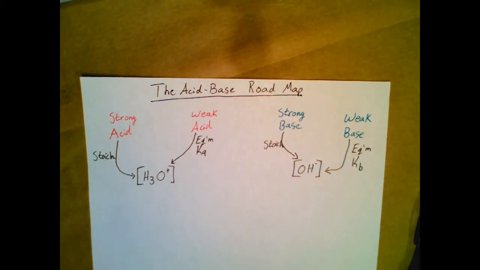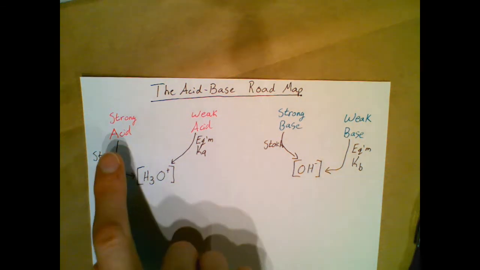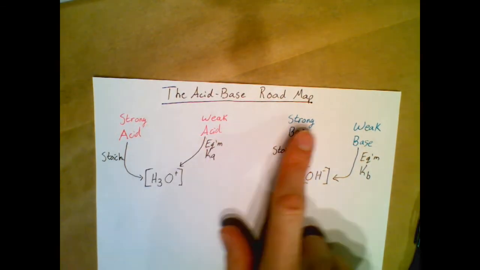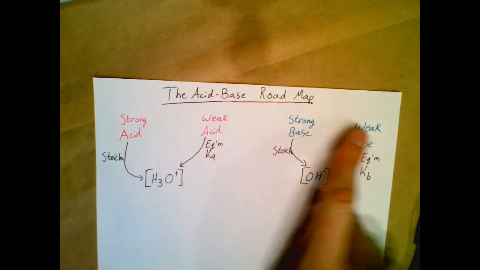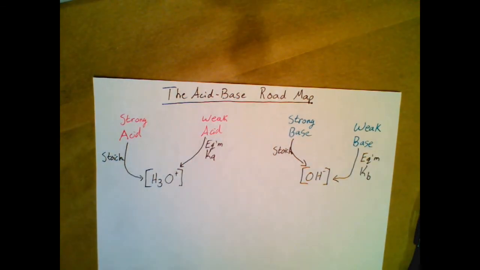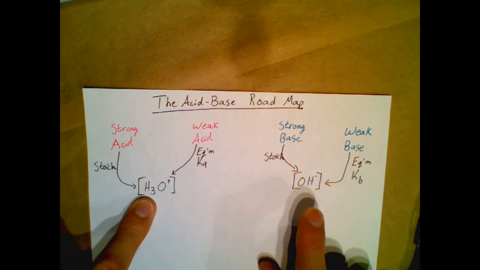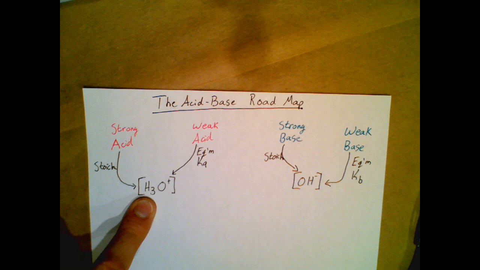That's our starting point. That's how we enter the road. You have to enter depending on where you're starting from. Do you have a strong base? Or do you have a strong acid? Do you have a weak base? Do you have a weak acid? Figure that out first. Once you know that, then you can start doing some calculations.